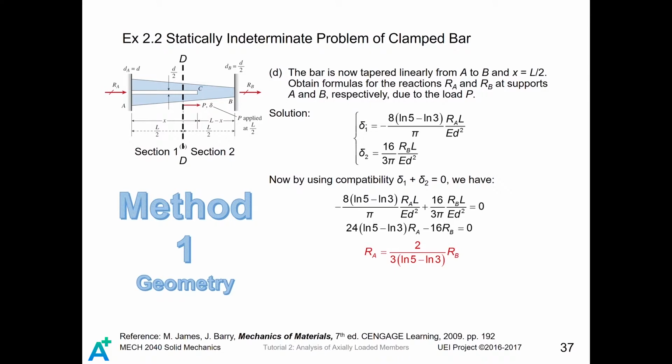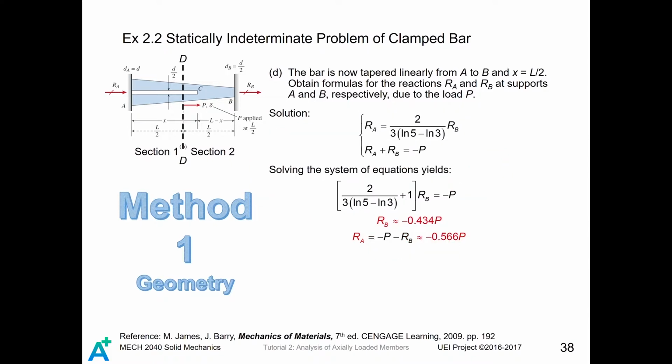Finally, we got delta 1 and delta 2 from previous slides. We used the compatibility equations in order to get the relationship between RA and RB. By substituting delta 1 and delta 2 into the compatibility equation, we can get these very complicated relationships. Then we get RA equals 2 divided by 3 natural log 5 minus natural log 3 times RB. Eventually, we relate those two equations.